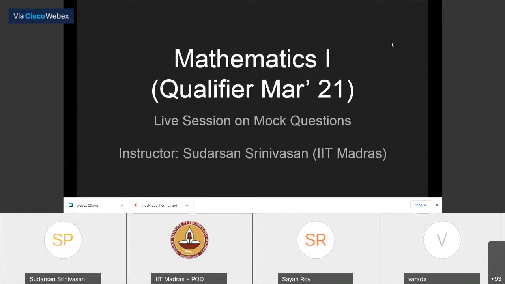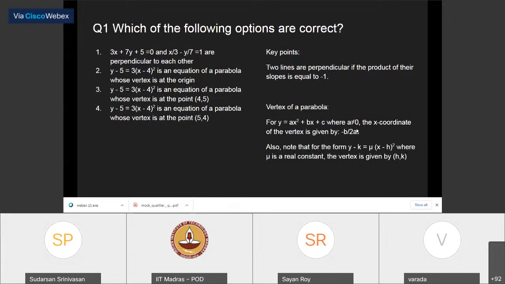We'll be discussing some of the questions from the mock question paper from Maths 1. We start with this simple question. Which of the following options are correct? On the left, we have four options. They are four different mathematical statements. You have to identify which of them are true. Take one statement at a time and evaluate whether it is correct or not.